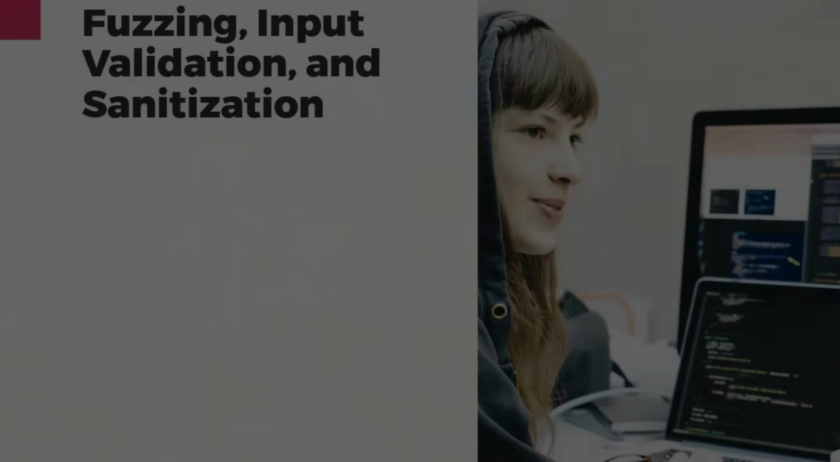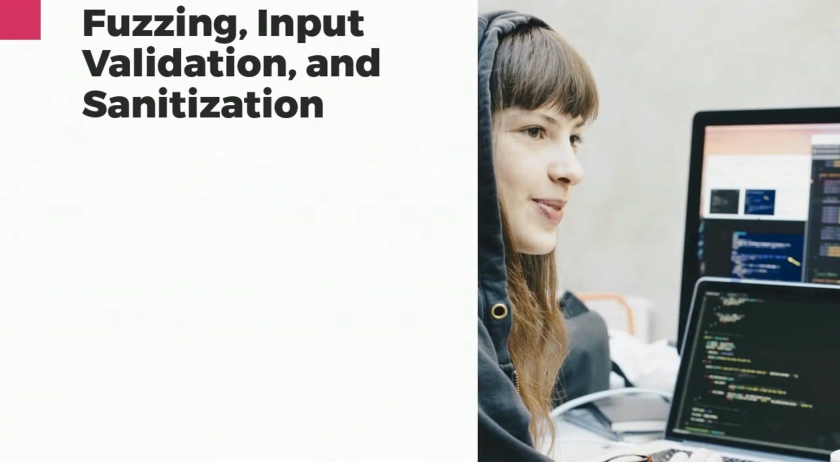Techniques such as fuzzing, input validation, and sanitization are great measures to ensure that our application is secure and stable, doesn't disclose too much information, and doesn't accept malicious user input. Let's go into more detail. Really, the idea is that we should trust no one.